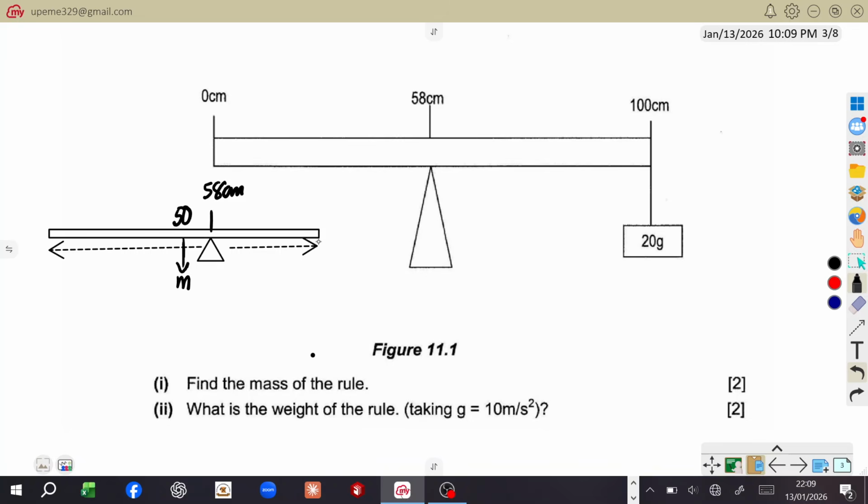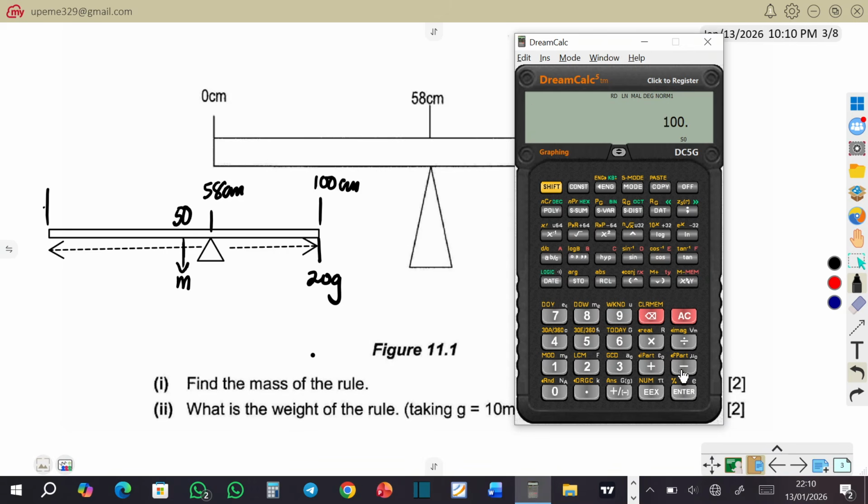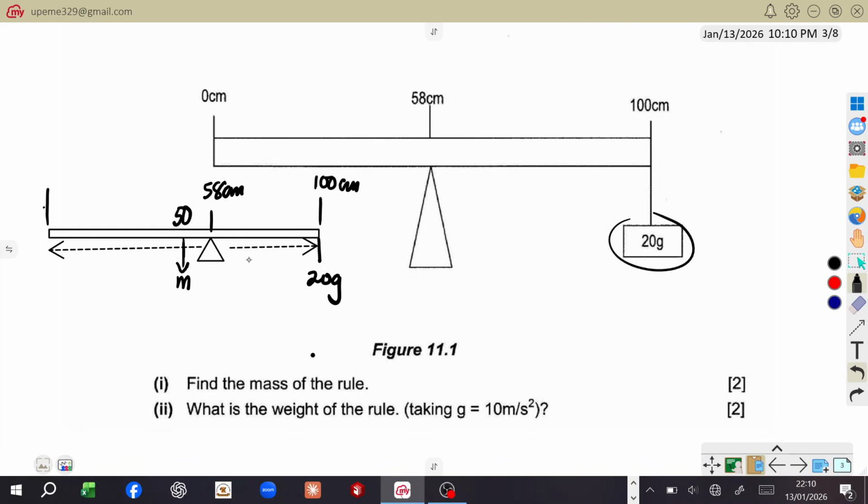Then if they've put an object here, that one of 20 grams, we need to know that if from here to there it is 100, and from there to there it is 58, then we'll just say okay, 100 minus 58, 42. So it means from here it's just 42 centimeters. Then we will also need to know the distance between where the mass is and the pivot.